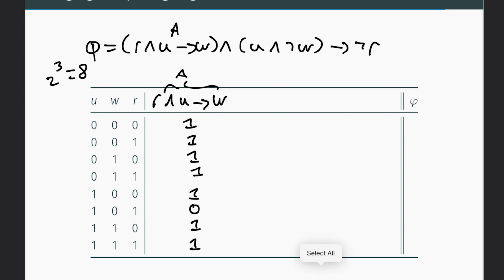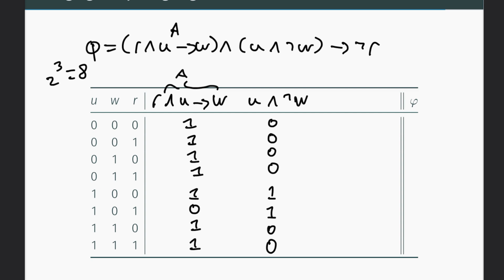Now let's look at the second part. So U and not W. So again, let's make life easier for ourselves. For the conjunction to hold, both need to individually hold. In the first 4 rows, U is false, so the conjunction will also be false in the first 4 rows. Now in the final 4 rows, U is actually true, so now we need to consider W, and the conjunction is true if W is false. So here W is false, so it's true. Here W is true, so the conjunction is false.